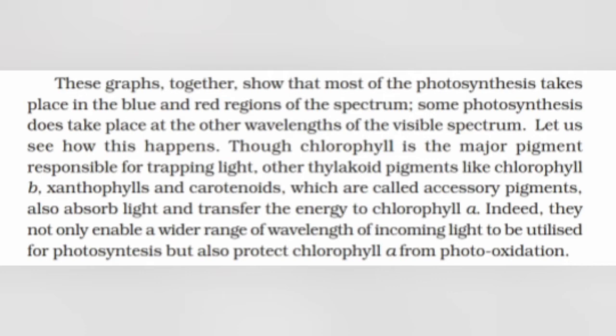Some photosynthesis does take place at the other wavelengths of the visible spectrum. Let us see how this happens. Though chlorophyll is the major pigment responsible for trapping light, other thylakoid pigments like chlorophyll B, xanthophyll and carotenoid, which are called secondary or accessory pigments, also absorb light and transfer the energy to chlorophyll A. Indeed, they not only enable a wider range of wavelength of incoming light to be utilized.